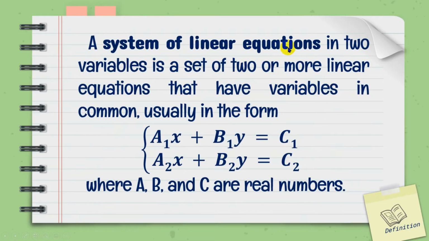So a system of linear equations in two variables is a set of two or more linear equations that have variables in common, usually in the form of a sub 1 x plus b sub 1 y is equal to c sub 1 and a sub 2 x plus b sub 2 y is equal to c sub 2, where a, b, and c are real numbers. Ito daw po ay naglalaman ng dalawa or mas marami pang linear equations.